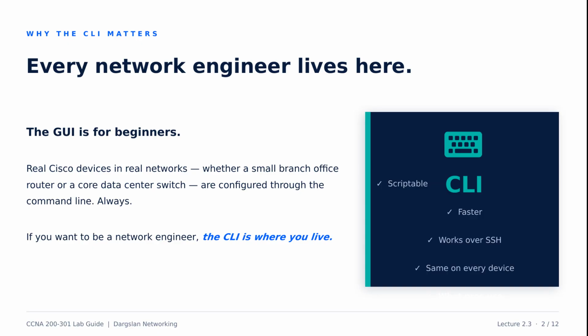Every serious Cisco device in production, from a tiny branch router to a data center core switch, is configured through the command line. The GUI might feel friendlier at first, but the CLI is scriptable, faster, works over SSH from anywhere, and looks the same on every box you'll ever touch. This is what the pros use. So if you're aiming to be a network engineer, the CLI is your home.